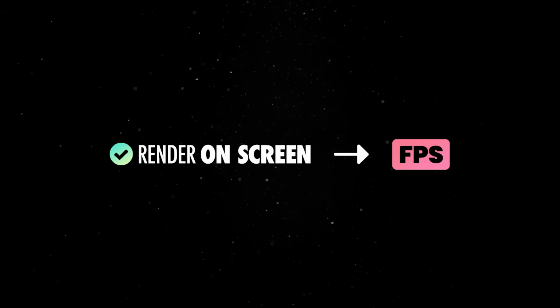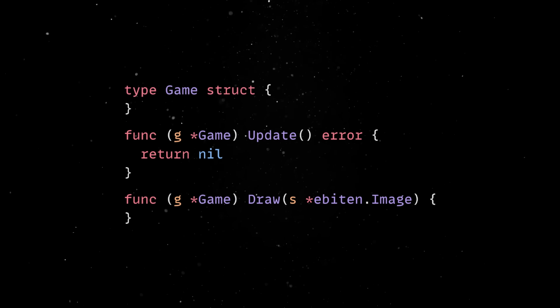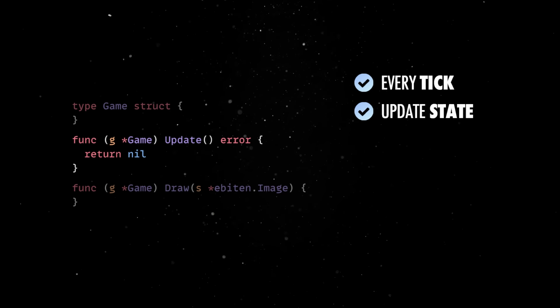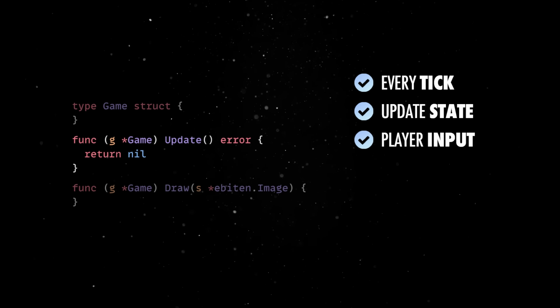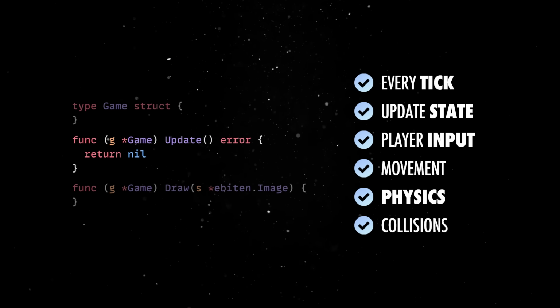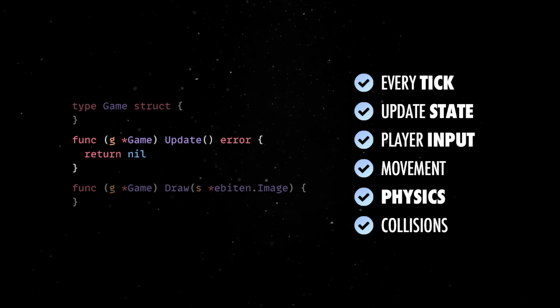The core game loop relies on two primary methods, update and draw. So let's define these in a new game structure. The update method is called every tick or frame and is responsible for updating the game state. This includes handling things like player input, object movement, physics, collision detection, and so on. We'll look at all these concepts in more detail in a second. For now, just remember that the game's internal logic is processed here.